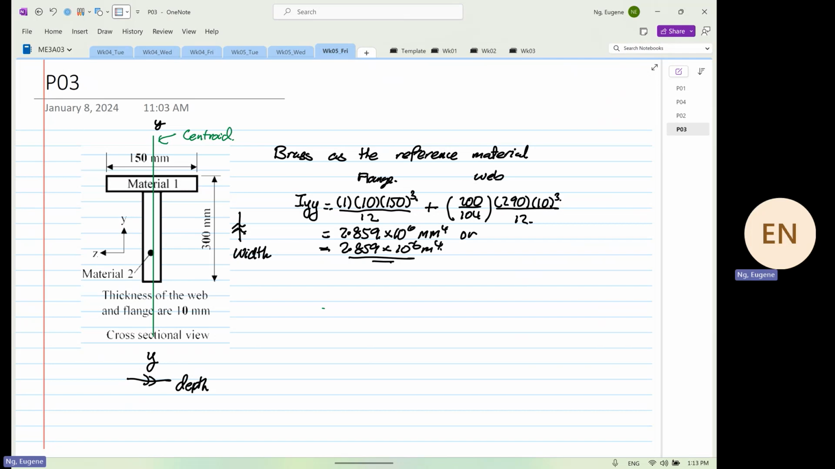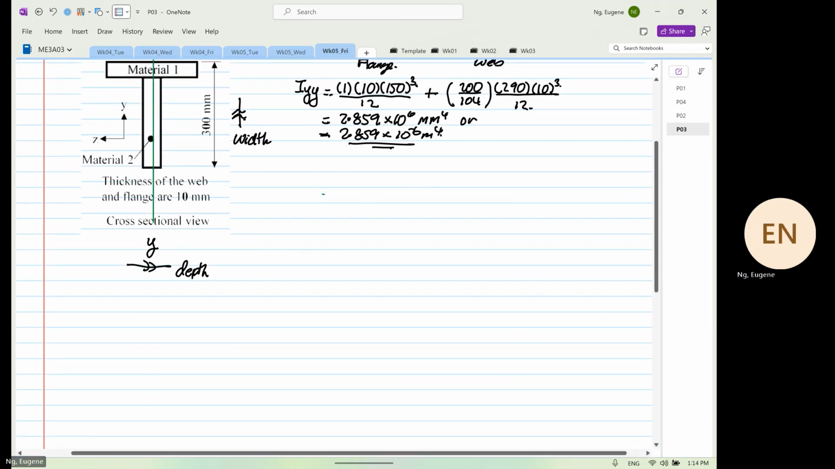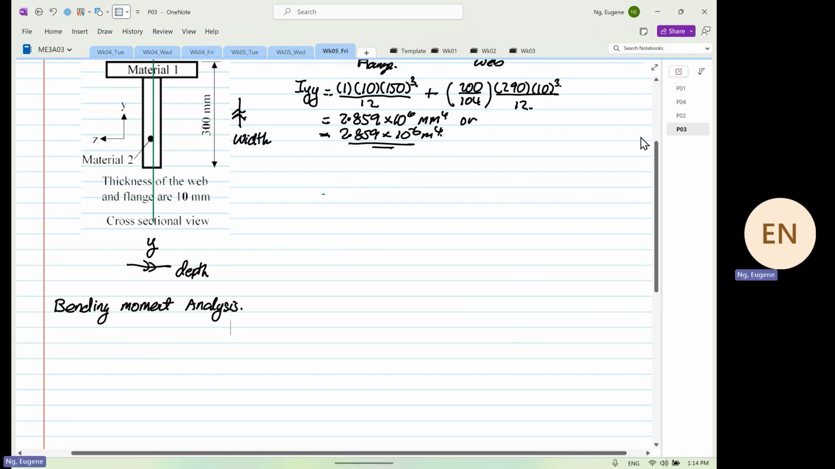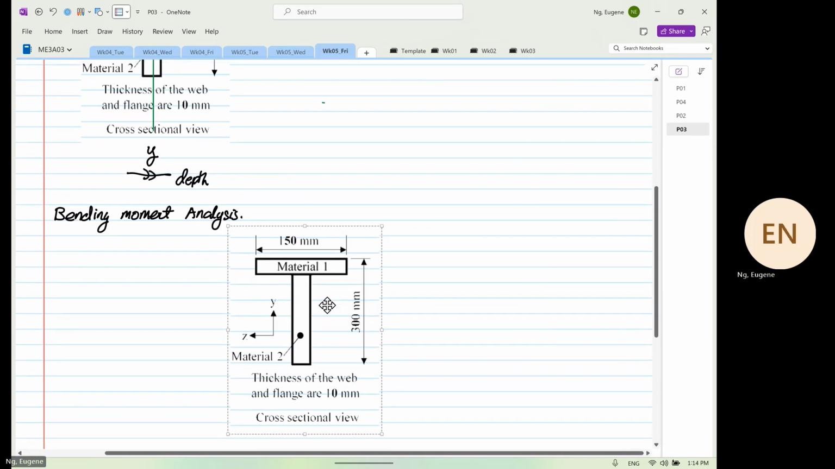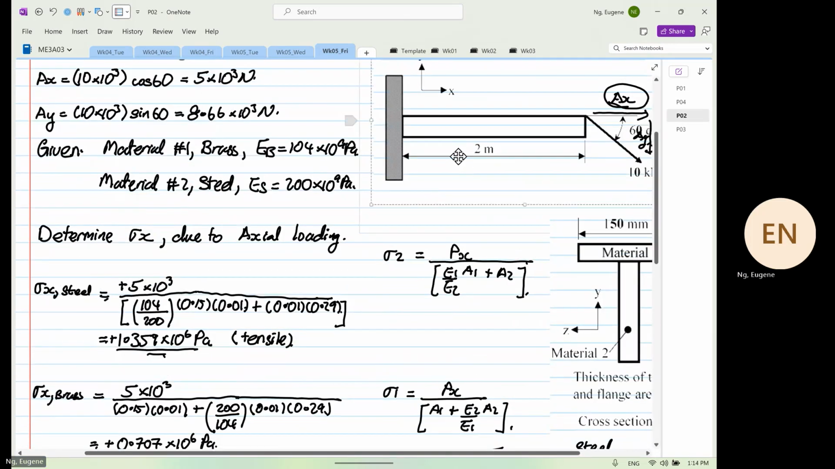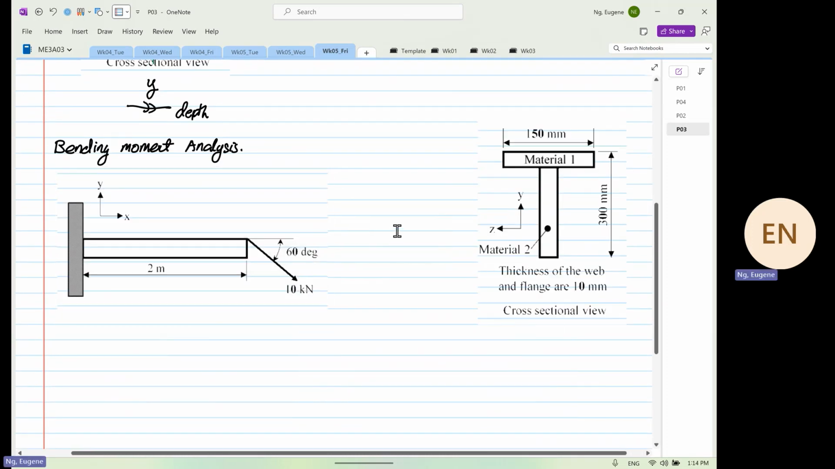Are we clear? Okay. So next, which is the most important part, is we're going to deal with the bending moment analysis. Okay. This part is very, very critical. Again, if you make a mistake here, yeah, nothing good will happen. Okay. So again, I'll get both diagrams across.